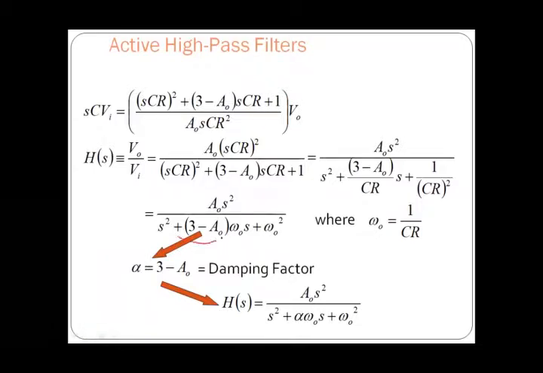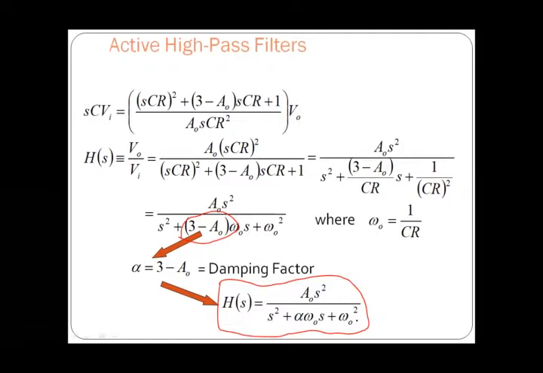So this determines the damping factor. So that is 3 minus a naught. So alpha is equal to 3 minus a naught, which is the damping factor. So we are going to write the transfer function H of s is equal to a naught s square divided by s square plus alpha omega naught into s plus omega naught square.